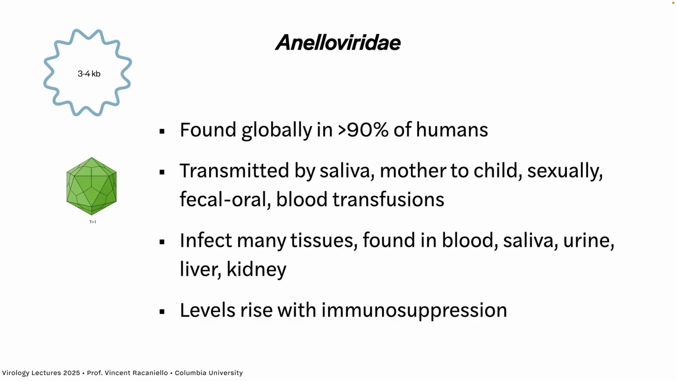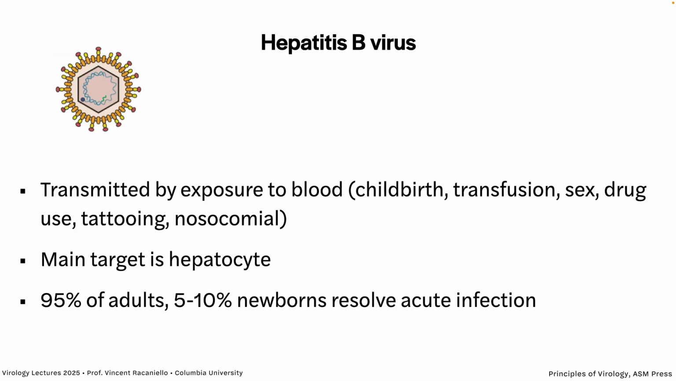By the way, they infect many tissues. You can find it in blood, saliva, urine, liver, and kidney. So again, everybody has these. These are examples of persistent infections that are benign. They don't hurt you unless you are immunosuppressed. But we'll get into some now that cause damage.